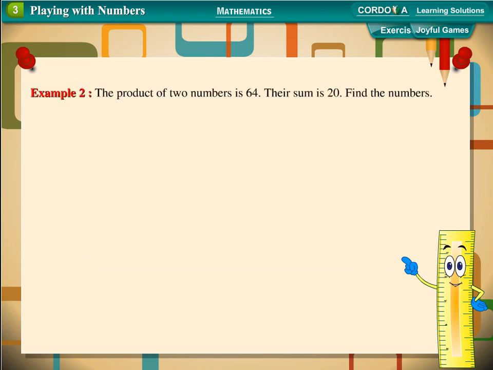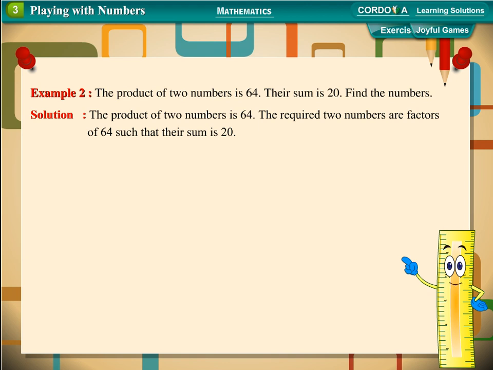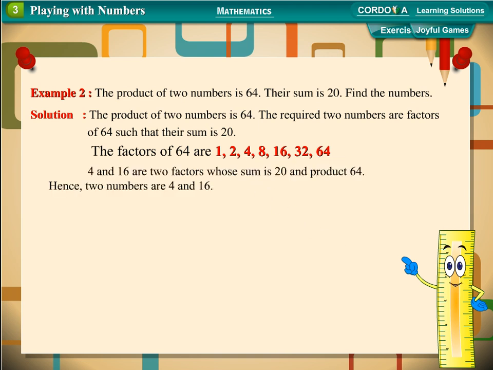Example 2. The product of two numbers is 64. Their sum is 20. Find the numbers. Solution. The product of two numbers is 64. The required two numbers are factors of 64, such that their sum is 20. The factors of 64 are 1, 2, 4, 8, 16, 32, 64. 4 and 16 are two factors whose sum is 20 and product 64. Hence, two numbers are 4 and 16.